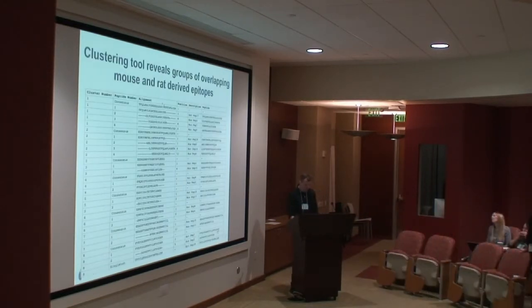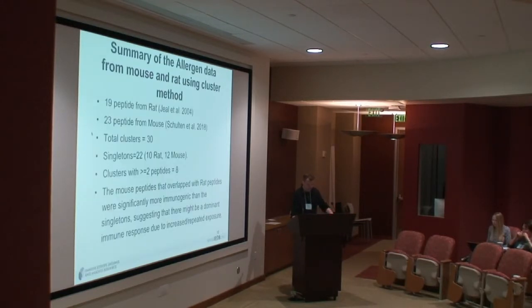So then you have your named peptides, and you run your cluster tool, and in this case the first cluster contains 2 rat and 2 mouse peptides. The next one also 2 rat, 2 mouse. Here you have 1 rat, 1 mouse. So you have a number of overlapping ones. Down here are the singleton sets, all the peptides that are just by themselves. When we looked at this, we had a total of 30 clusters, 22 of them were singletons, and the other 8 had more than 2 peptides. It was actually quite nice and striking.